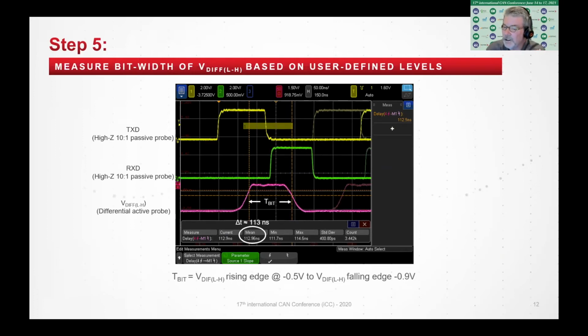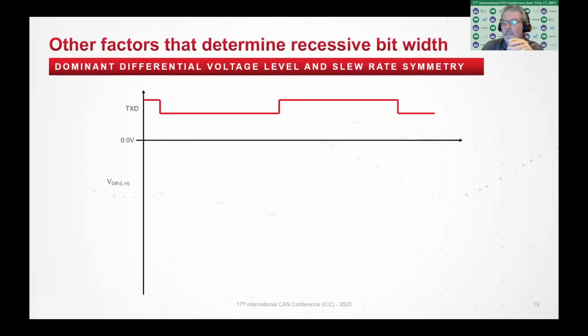And that pretty closely correlates to the difference in our transceiver loop delay measurements. But this is not the only cause for changing bit widths. There's more than just transceiver loop delay. A couple other effects are the actual dominant differential voltage level, as well as slew rate symmetry.